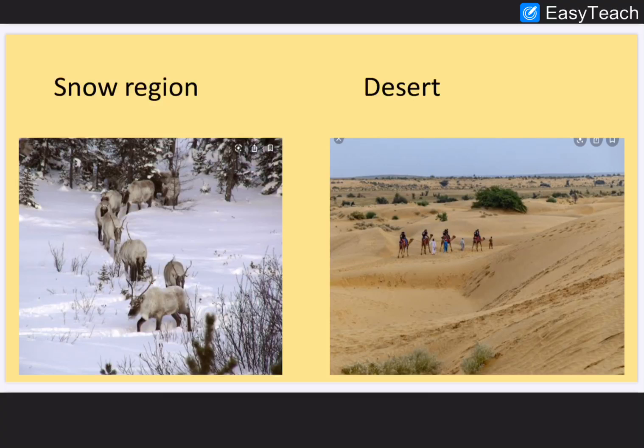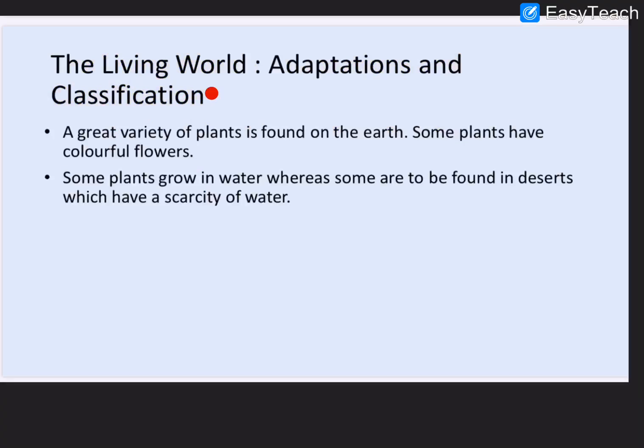And the type of animals in the desert region, their body is fully covered with fur, and we can see camel type of animals in the desert region. So these are the differences between the two types of regions, and we can also identify changes in the animals and plants in the two types of regions. So the living world, adaptations and classification.